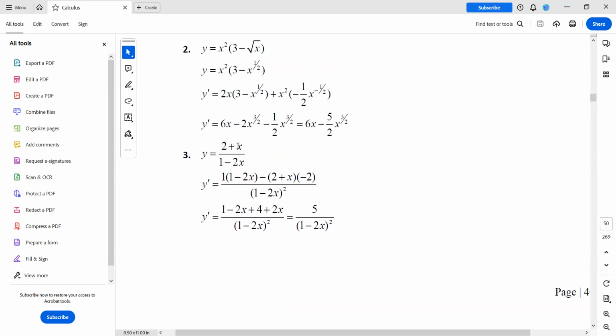So this is quotient rule, right? I differentiate f of x, which is why I have 1, leave g of x, leave f of x, differentiate g of x, over g of x all squared, which is why I have 1 minus 2x plus 4 plus 2x over 1 minus 2x all squared. So 2x cancels 2x, 1 plus 4 gives me 5. So I have 5 over open bracket 1 minus 2x close bracket squared.